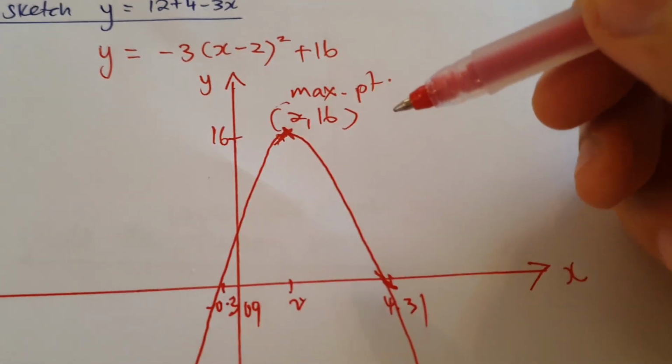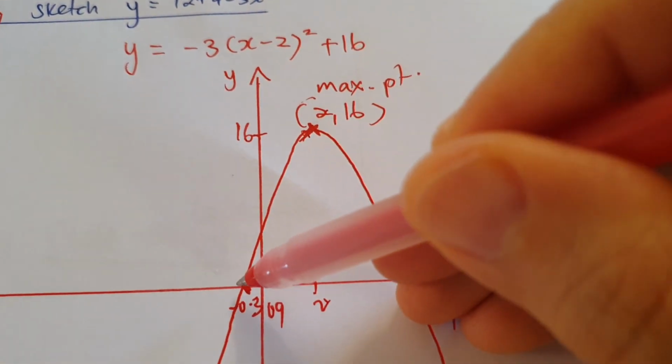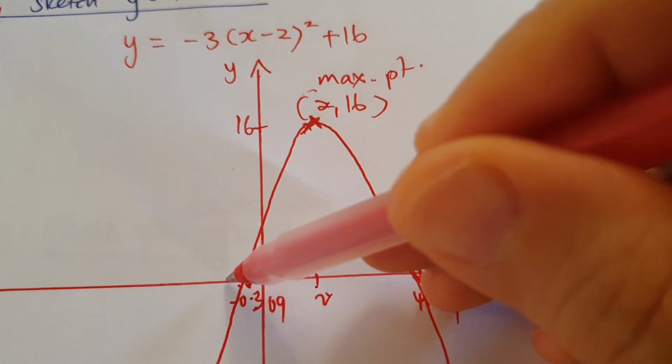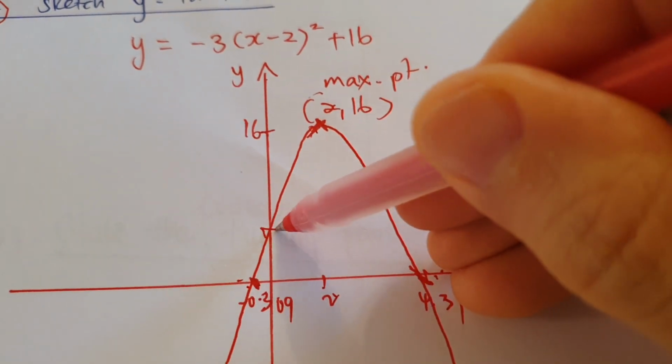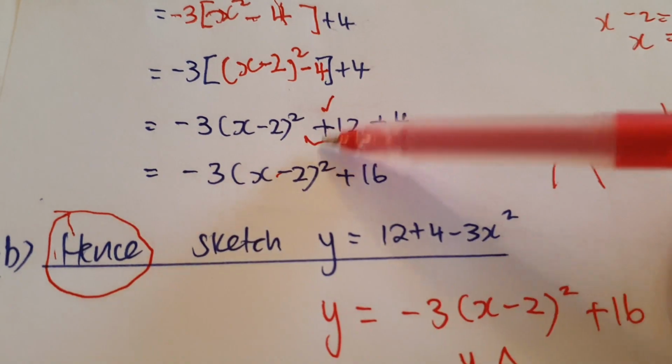Now, the very important thing is labeling this. In exams, we sometimes give you marks even though you don't label this, but we do want you to label this, the y-intercept. So how do you find the y-intercept? Is it from here or from here?